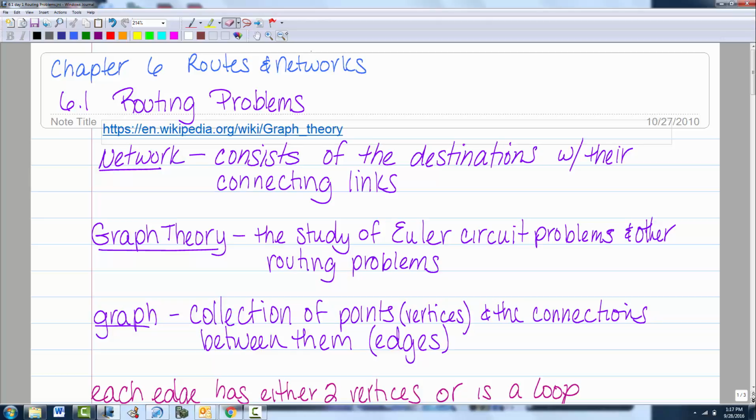Graph theory, there's that name Euler. Don't worry about it today. The study of Euler circuit problems and other routing problems. That's why I looked up graph theory on Wikipedia to try to see where the real world connections of those are. And there's certainly more than just this computer idea, but I think we all can handle that one and grasp that one. And what we're going to do is a graph.